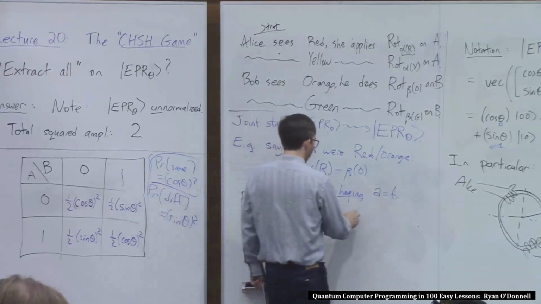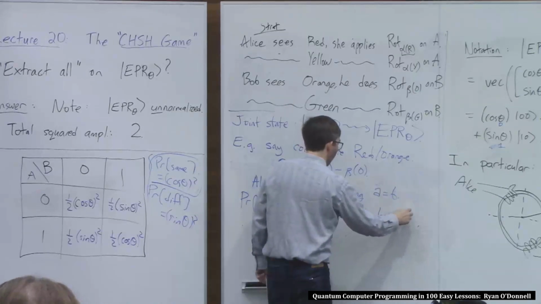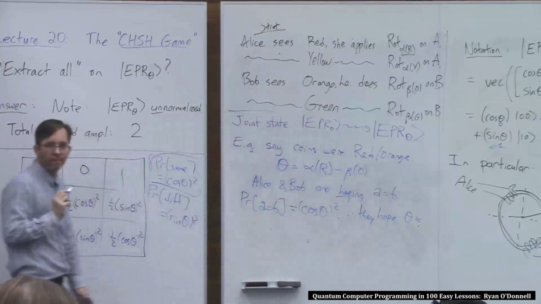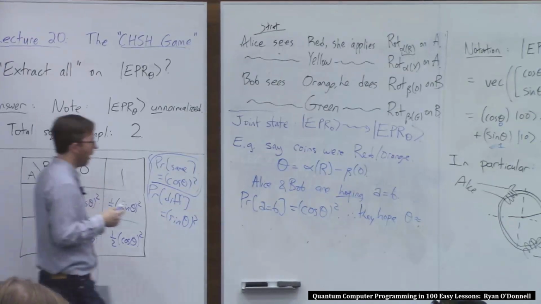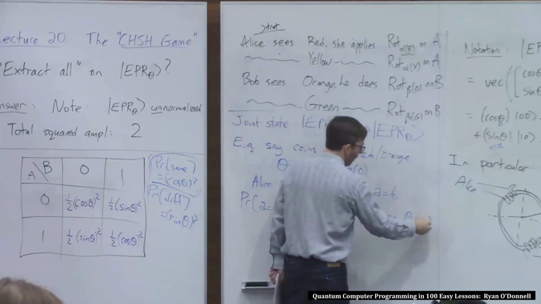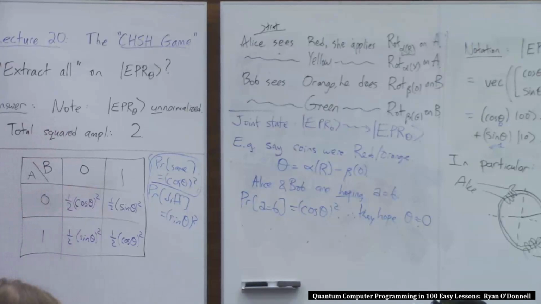So therefore, they hope that theta is as close as possible to what number? Zero, yeah. Because they want this to be 1, and it's cosine of 0, which is 1. Okay? So in their ideal situation, the state remains EPR 0 after their 2 rotations, because then that's the situation where they always, for sure, have the same measurement outcome.